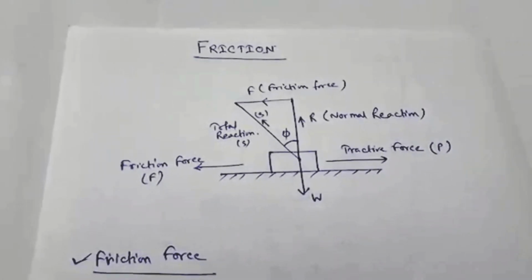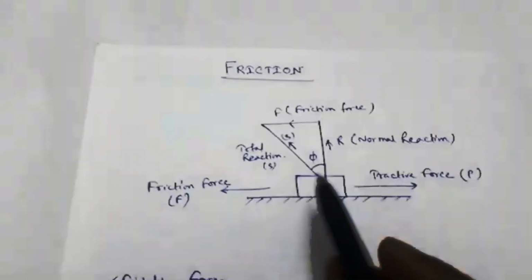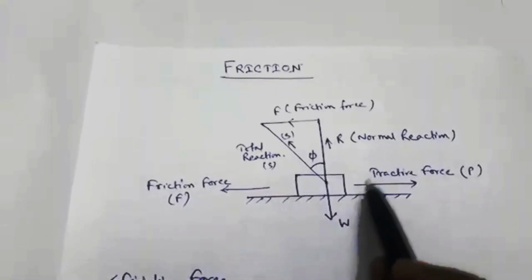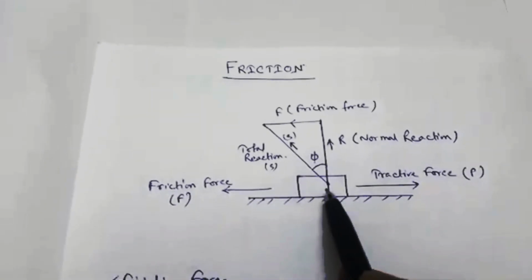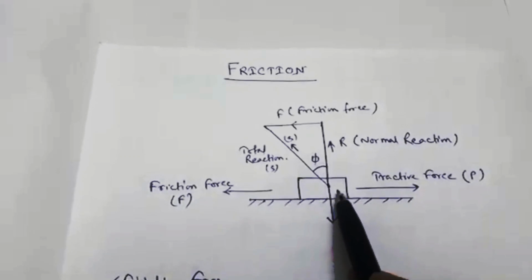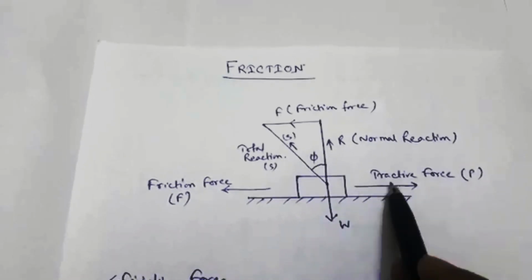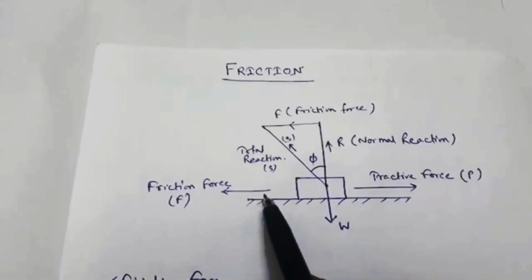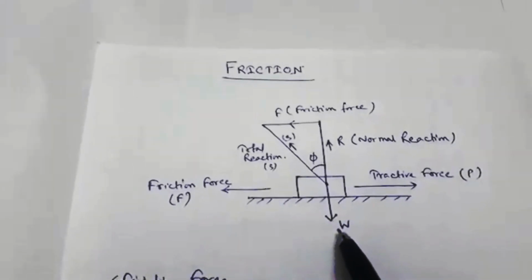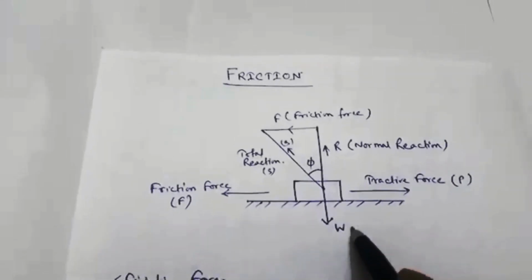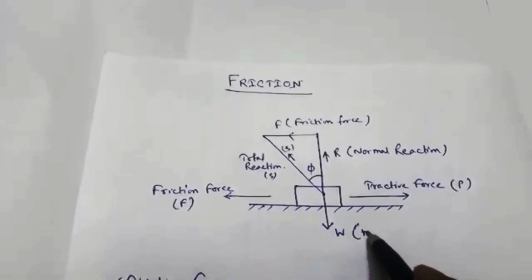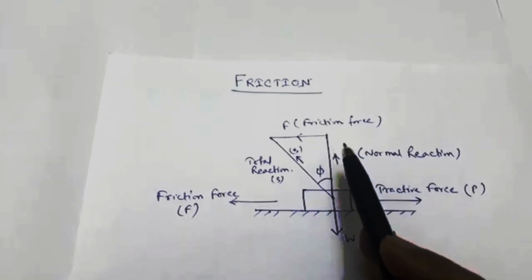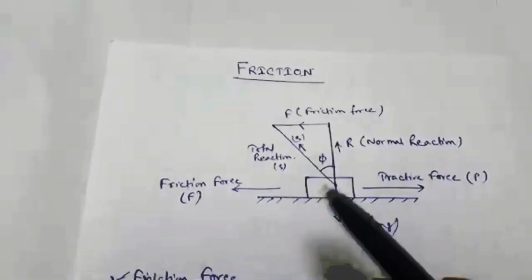Let's look at the first image. This is a body resting on a horizontal surface. This is the attractive force. If the body tries to move towards the right, then automatically a friction force is generated on the left. This is the weight acting downwards, W, that is mg, and this is the normal reaction. So what is friction force?